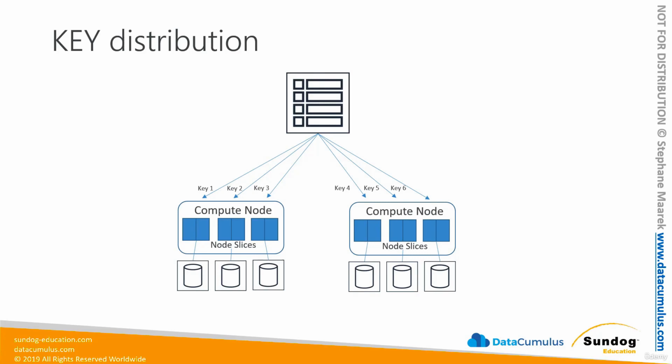So the diagram here is showing you that as new rows are coming in from your incoming data, those keys will be hashed and sent to a specific slice based on how that key is hashed.